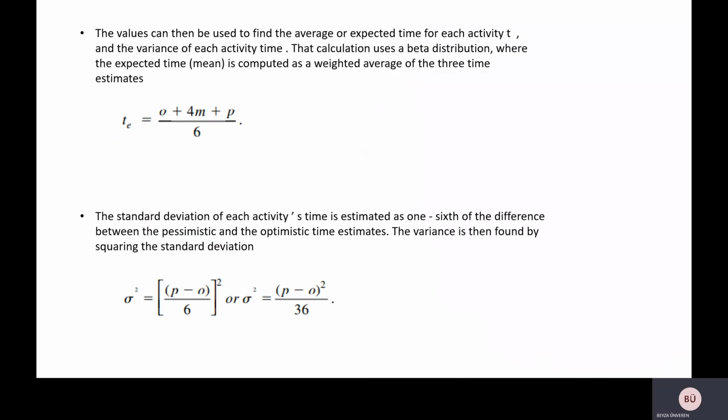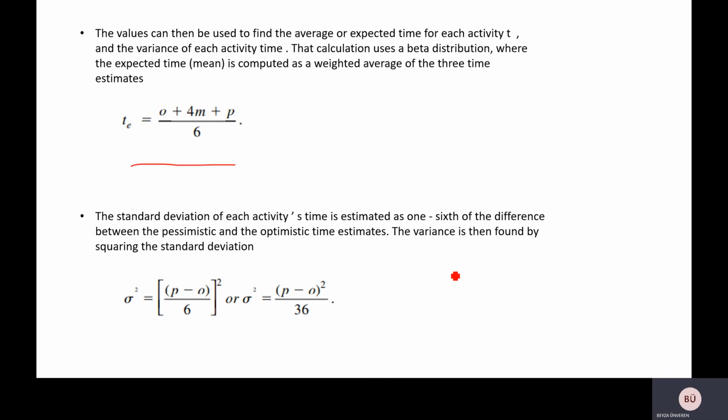The values can then be used to find the average or expected time for each activity and the variance of each activity time. That calculation uses a beta distribution, where the expected time, which is the mean, is computed as a weighted average of the three-time estimates. Here is our calculation.